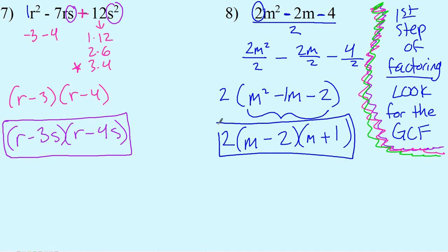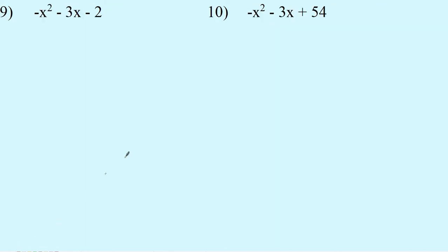All right. Let's do some more. Here, I don't start with a 1. I don't like it, so let's divide everything by negative 1. So we pulled out the negative 1, and we're going to get positive x squared, positive 3x, positive 2. Now I can do my normal factoring.